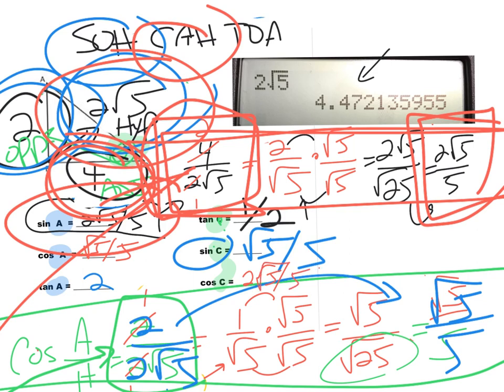These questions can get very, very messy, but they come down to SOHCAHTOA and rationalizing the denominator.